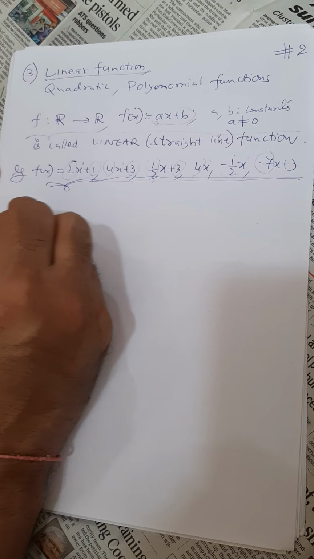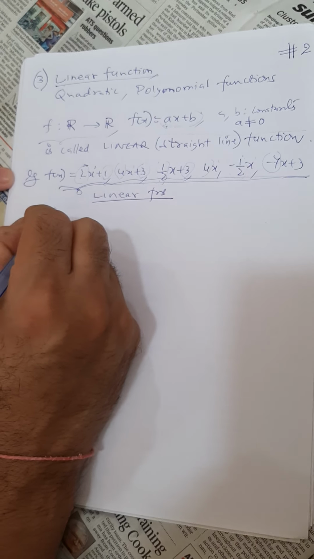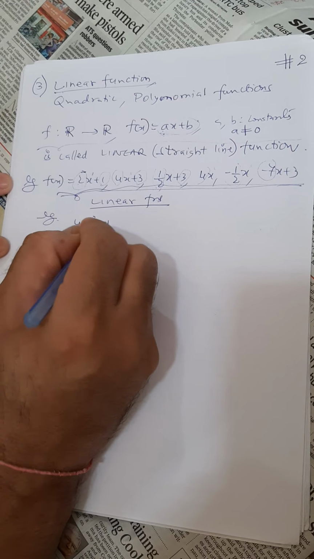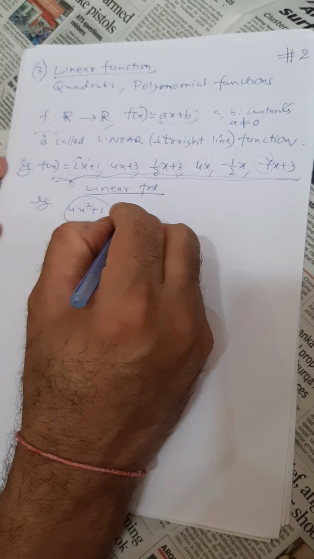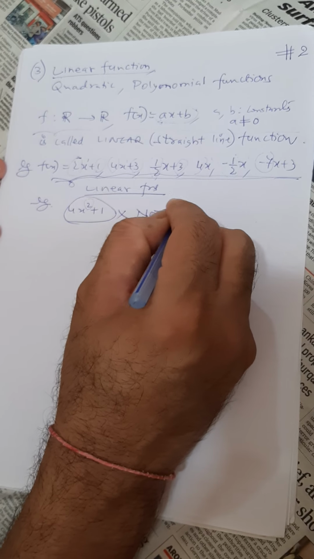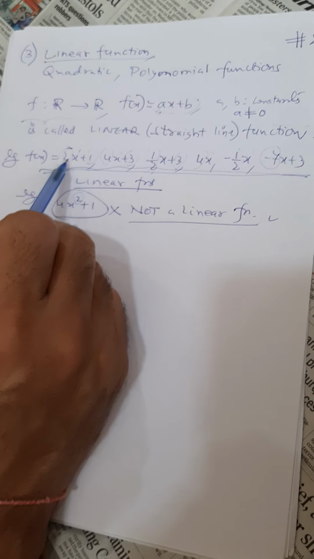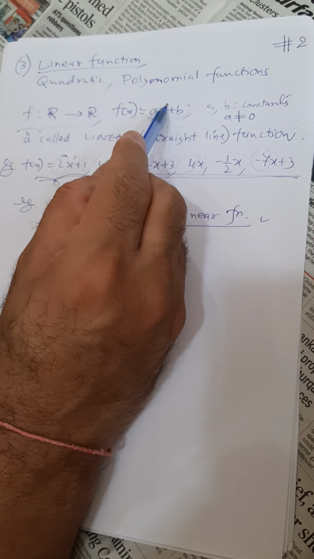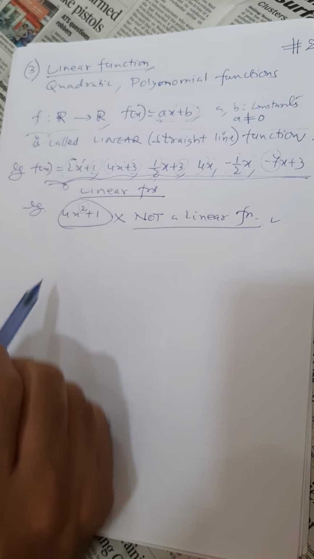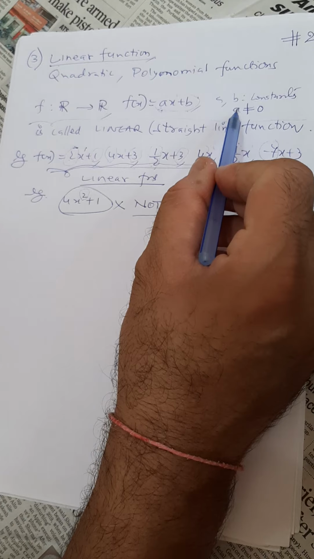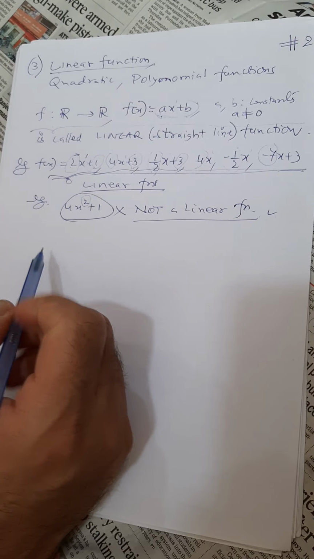These are all linear functions. If I write 4x square plus 1, it is not linear, because here the power is 2. This is not a linear function. So this is a very important function we'll use frequently. The exponent of variable x is 1. This is called a linear function. It's a function from R to R, remember. a should not be 0. If a is 0, then this is just a constant, so it becomes a constant function.